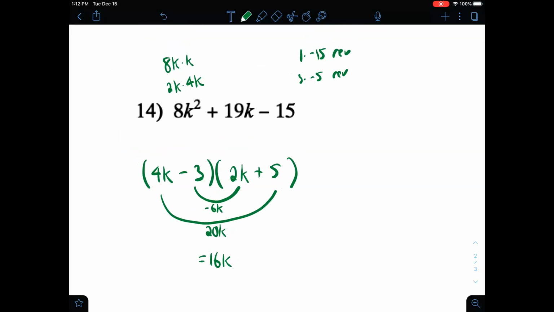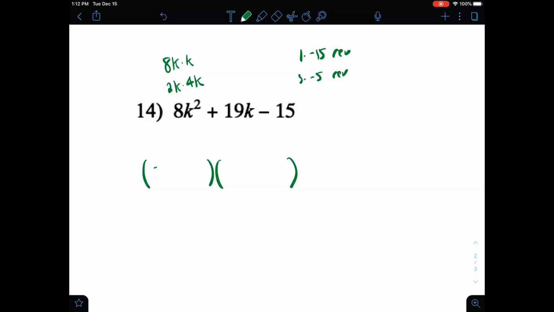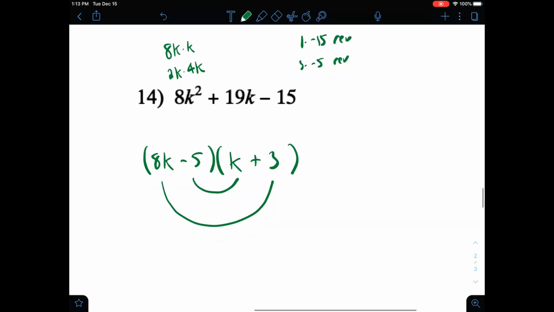And if we use 1 and 15, that's going to be even bigger numbers. That's probably not going to work either. So let's try switching something up here. I'm going to try 8k and 1k. And let's see if we can match some patterns here that's going to work. So what can we try? We want to add to 19k. Let's try positive 3 right here and negative 5 right here. Let's see what happens when we get that.